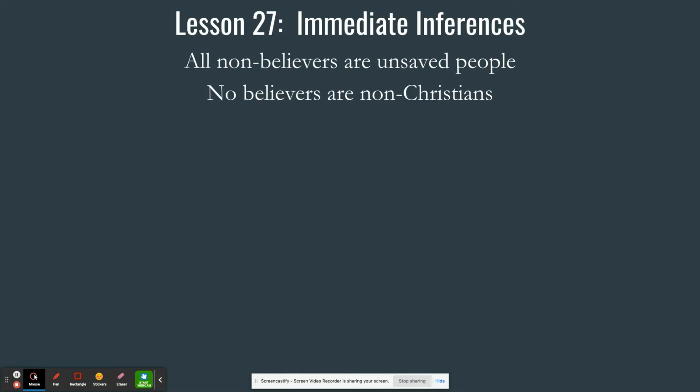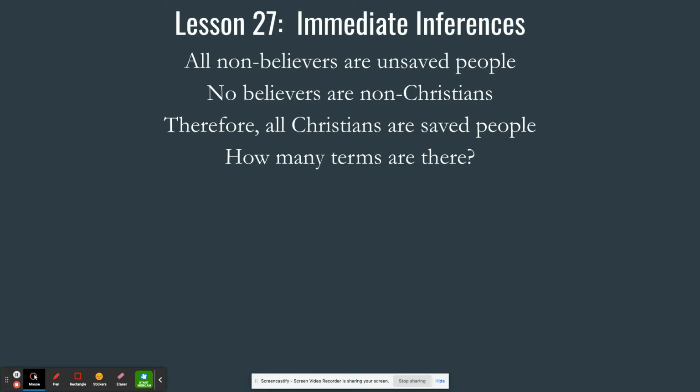Okay. So here's a syllogism. All non-believers are unsaved people. No believers are non-Christians. Therefore, all Christians are saved people. Now, how many terms are in that syllogism? No, look again. How many terms are up there? Non-believers, unsaved people, believers, non-Christians, Christians, saved people. That's 6 different terms. We have 6 terms up there.